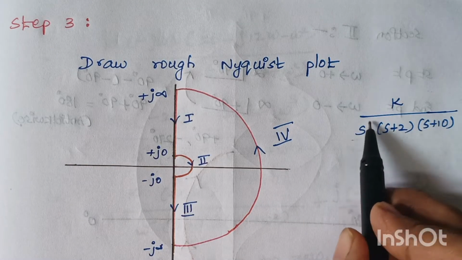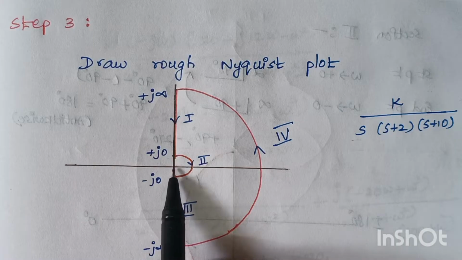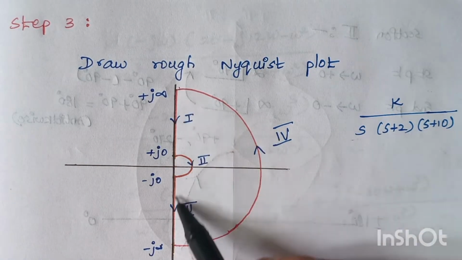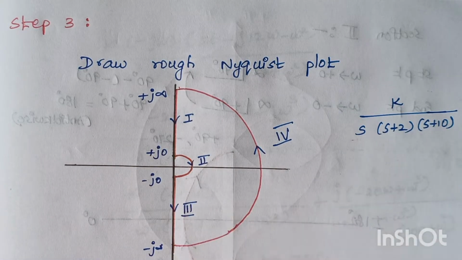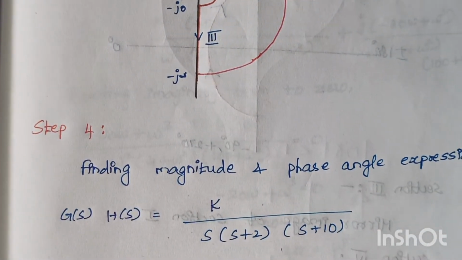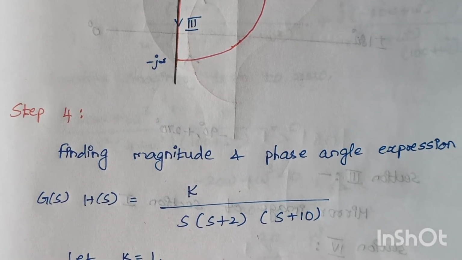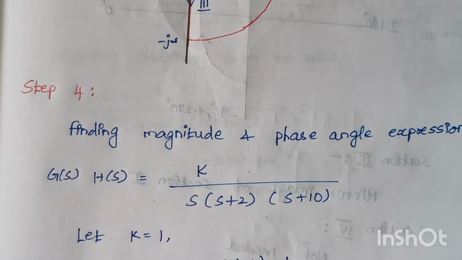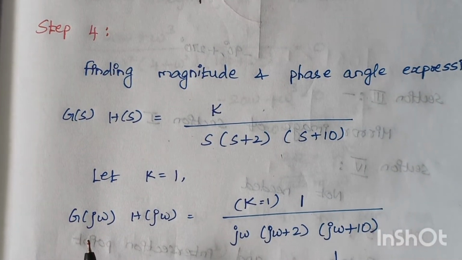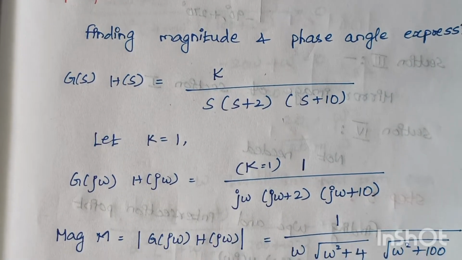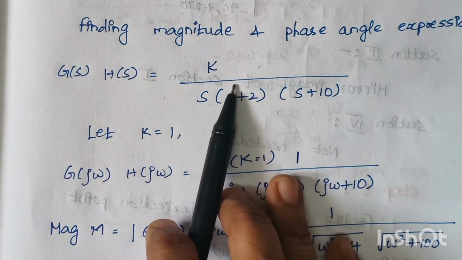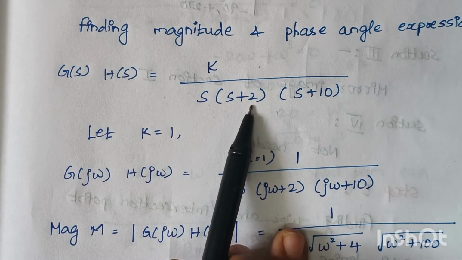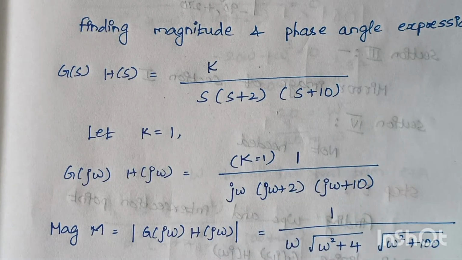Since we have a pole at the origin, the origin is bypassed. Suppose we didn't have this s term, then you could draw this line straight, with no need to bypass. The next step is finding the expression for magnitude and phase angle. This is our given problem. Initially we assume the value of k to be equal to 1. So the expression becomes 1 by s times j omega plus 2 and j omega plus 10.